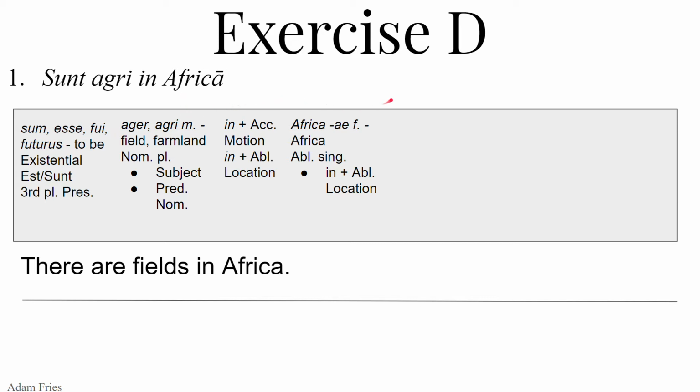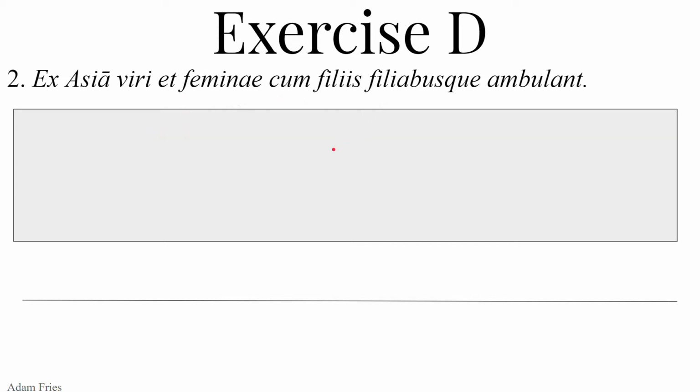Optime, very well done. Let's move on to the next one. Ex Asia viri et feminae cum filiis filiabusque ambulant. All right, ex Asia. Ex can only take the ablative to show separation, movement away from. And we're moving away from this noun, Asia, feminine. That means Asia or Asia Minor, which is roughly modern-day Turkey. So we are ablative of separation, moving away from Asia, from Asia.